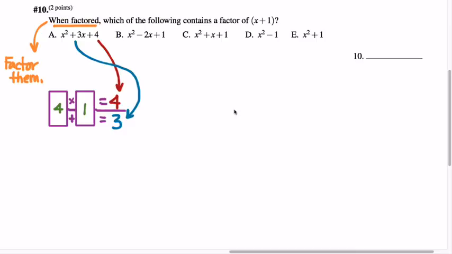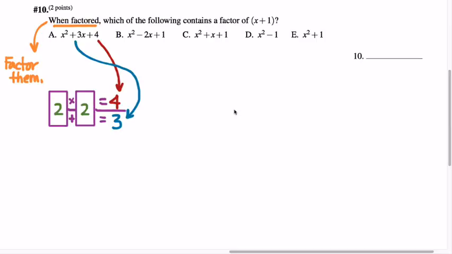So when I look at this, I might try 4 and 1, because 4 times 1 is equal to 4. What's the problem with that? Why doesn't that work? Right, 4 and 1 doesn't work, because even though they multiply together to give me 4, they don't add together to give me 3. So 4 and 1 doesn't work. That's not going to do it for us.